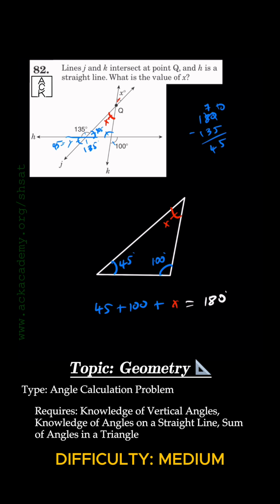Okay? Now 45 plus 100, 145 plus X equals 180, and that means X is equal to 180 minus 145, which is 35. So X is equal to 35 degrees, and that is the final answer.